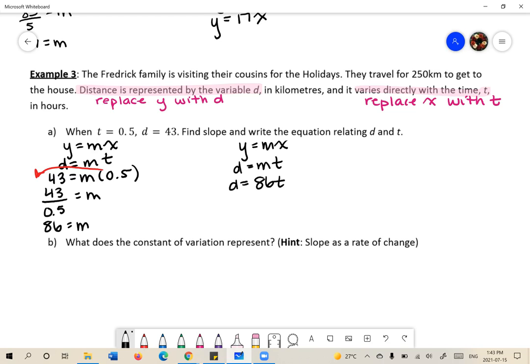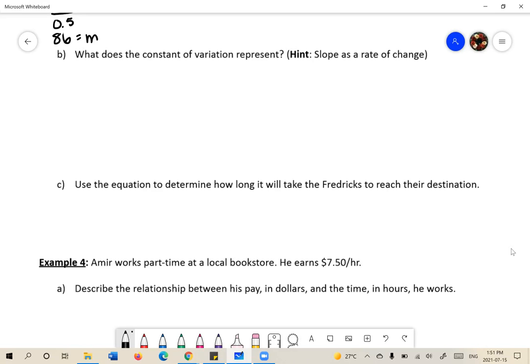And we're done. What does the constant of variation represent? Remember that constant of variation, that is your slope. Since we found that slope is equal to 86 in part A, then our constant of variation is 86.